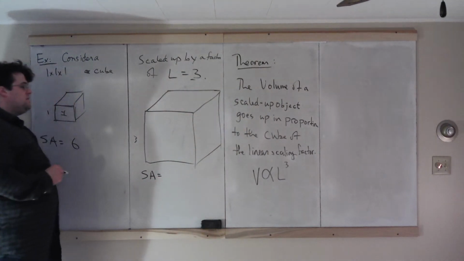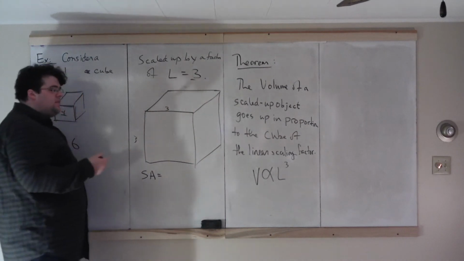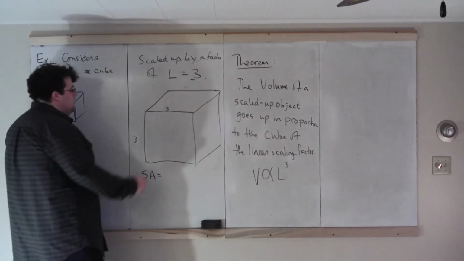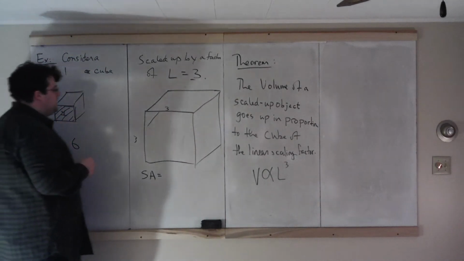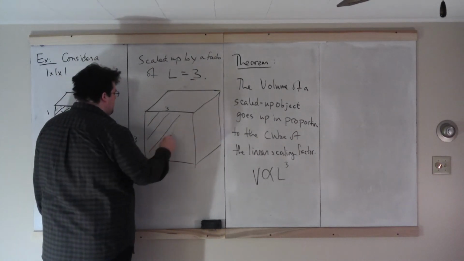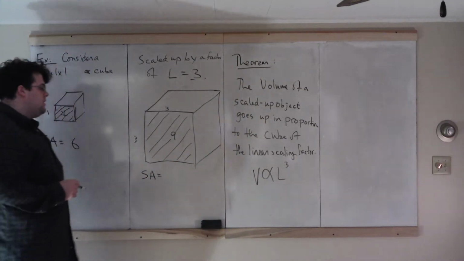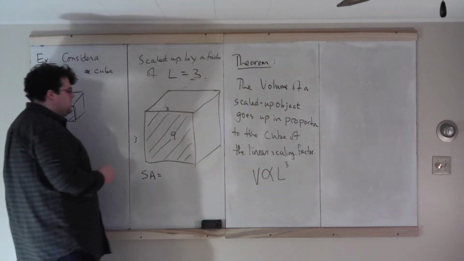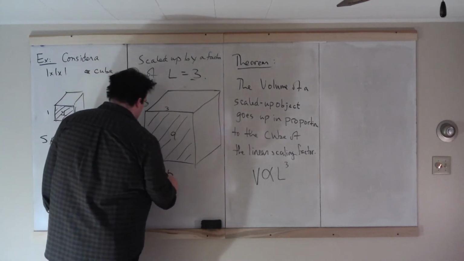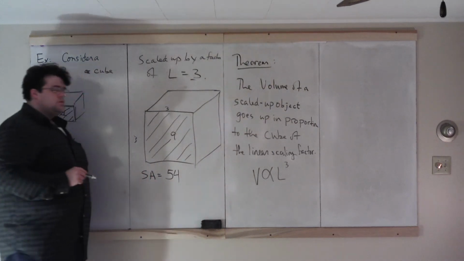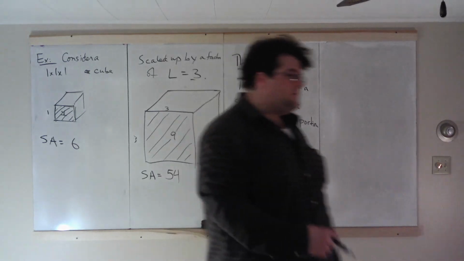What's the surface area of the second one? Well, we again have 6 faces to consider. This first face, maybe I'll fill in so it's clear what I'm taking the area of, has area 9 because it's a 3 by 3. And all 6 faces have an area of 9. So the surface area, 6 times 9, is 54.